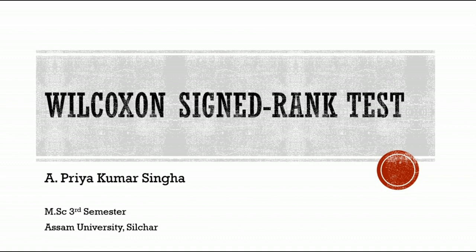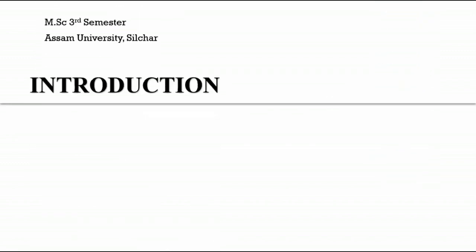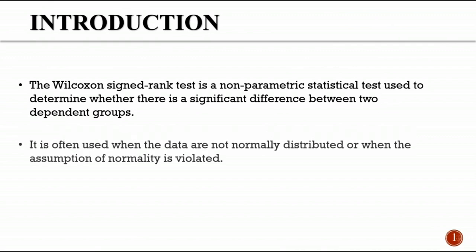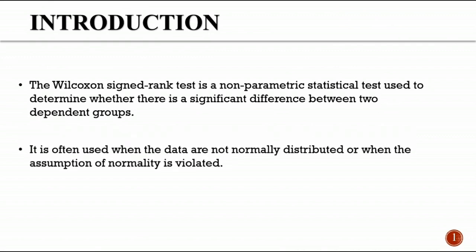Today, we are going to learn about Wilcoxon Signed Rank Test in SPSS. First of all, what is Wilcoxon Signed Rank Test? The Wilcoxon Signed Rank Test is a nonparametric statistical test used to determine whether there is a significant difference between two dependent groups. It is often used when the data are not normally distributed or when the assumption of normality is violated.